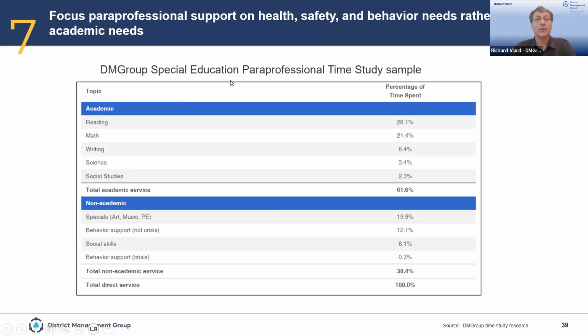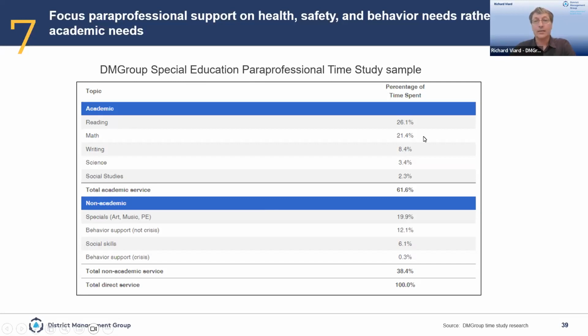So here is an example. Very often what we'll do is a time study of special ed staff, and we'll ask for a given week for staff to just report on what they're doing, hour by hour, day by day, and then we analyze the results. This is a report on paraprofessionals in a rural district, which of course I won't name, but it's very typical of the work we do.